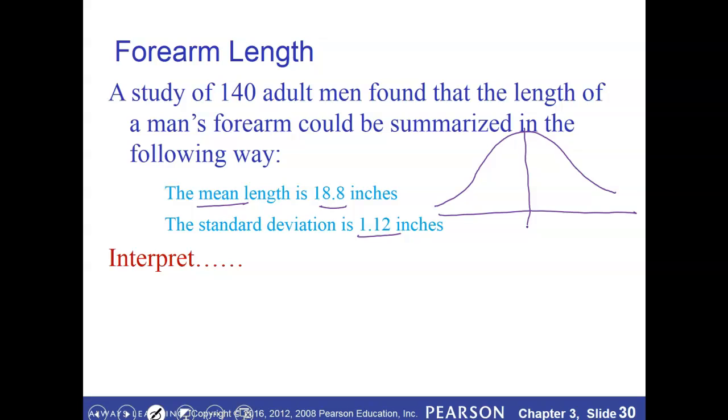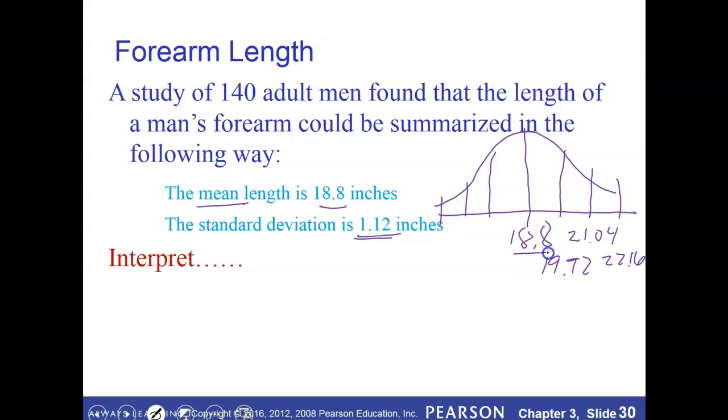The mean would be 18.8, which would be this. Then we have numbers that are 1 standard deviation away from the mean, 2 standard deviations, and 3 standard deviations. If the standard deviation is 1.12, I could take 18.8 and add 1.12. That's going to be 19.92. Then if I go 2 standard deviations above the mean, I add 1.12 again and I'm at 21.04. And if I go 3 standard deviations above the mean, that's going to be 22.16. I can also go 1, 2, and 3 standard deviations below the mean.